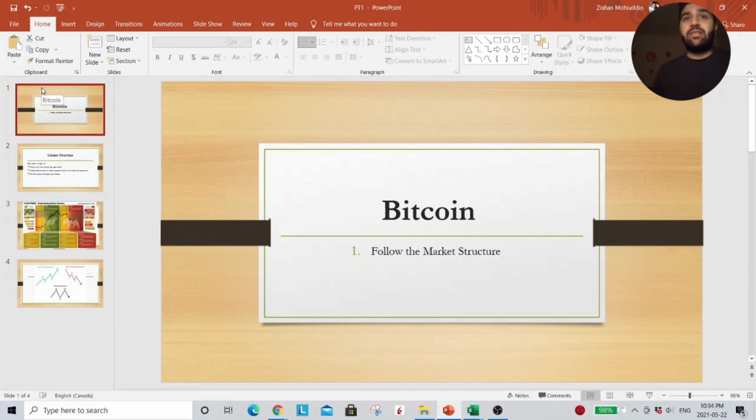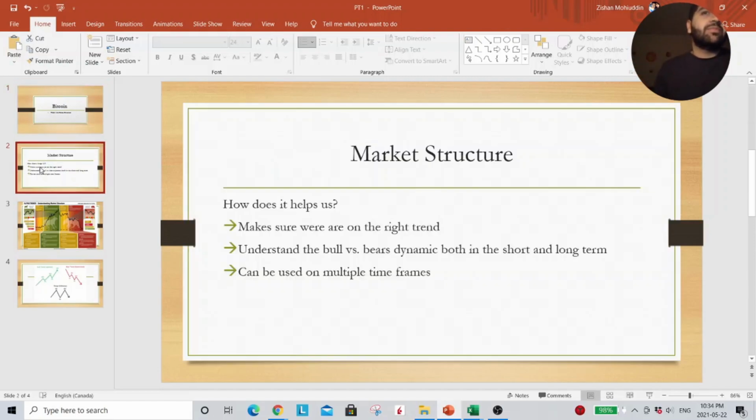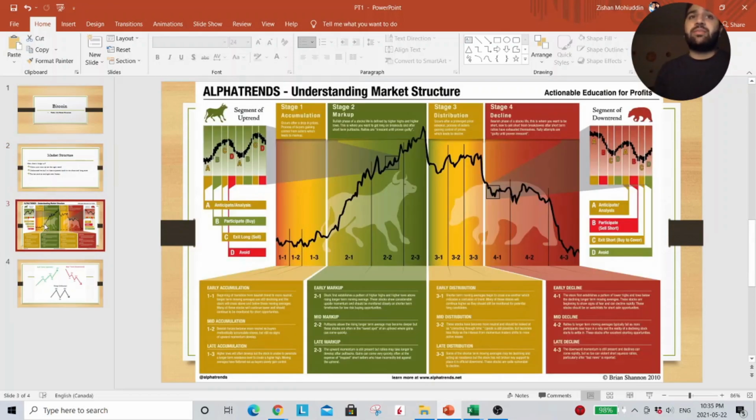Today we're going to look at Bitcoin and how to follow the market structure. The market structure literally helps us make sure we're making the right decisions. And how does it help us? Number one, it makes sure we're on the right trend. Number two, understand the bulls versus bears dynamic in both the short term and the long term, guys. And it could be used in multiple time frames. So it could be used on the daily chart, weekly, 4 hour, 1 hour, even down to the 5 minute or 1 minute chart. And what we're going to look at next, guys, is essentially how that structure forms.